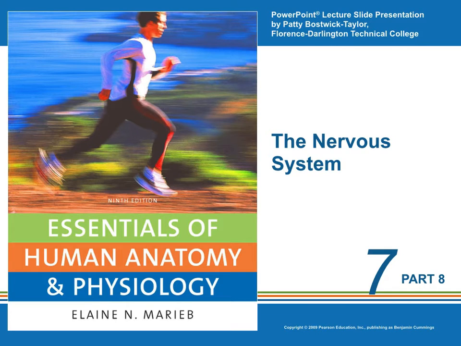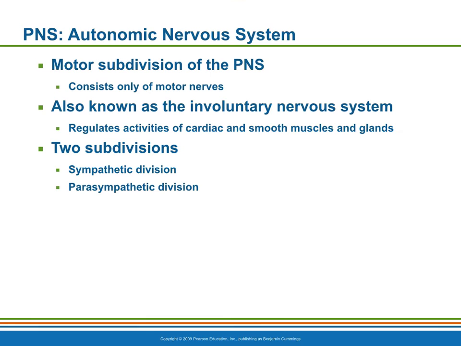In this last lecture, we will learn about the autonomic nervous system and its division. So let's get to it. The autonomic nervous system is the motor division of the peripheral nervous system that controls body activities automatically. It is composed of a specialized group of neurons that regulate cardiac muscle, smooth muscles, and glands. This part of our nervous system is divided into two subdivisions called the sympathetic and the parasympathetic.